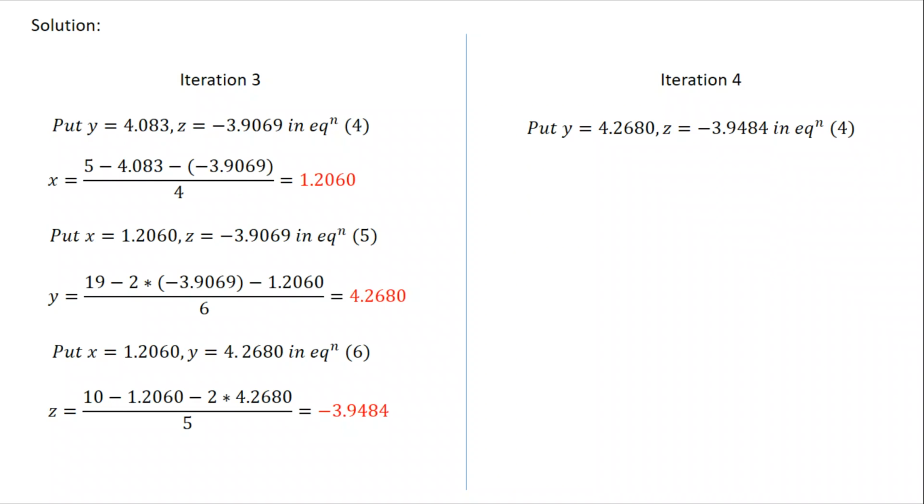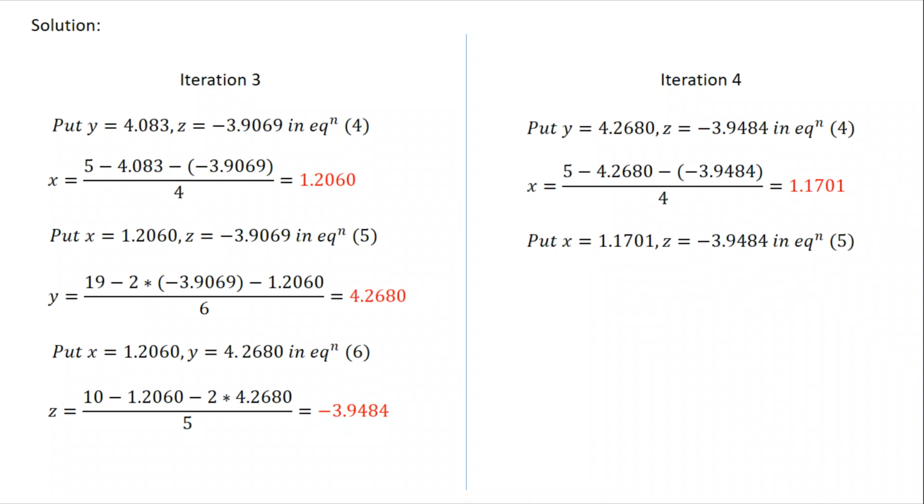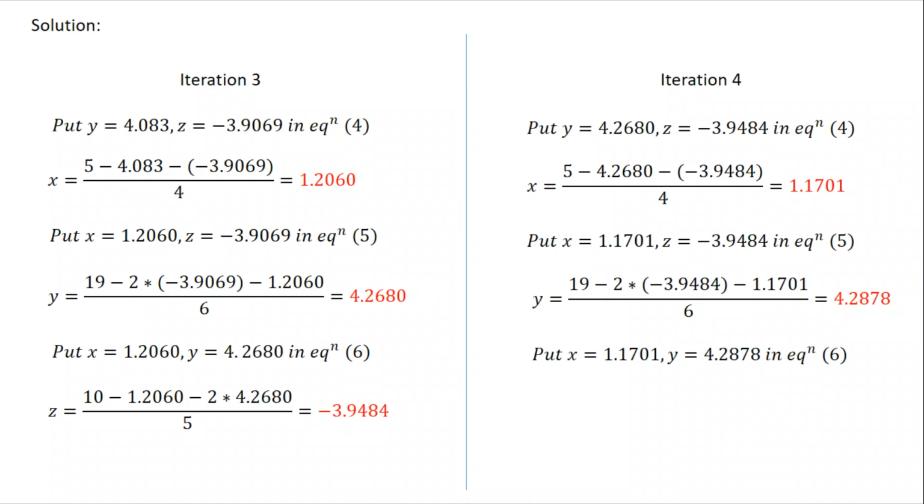In iteration 4, put the values of y and z from iteration 3 in equation number 4. So equation 4 becomes 5 minus 4.2680 minus 3.9484 upon 4 is equal to 1.1701. Then put this x value from iteration 4 and z from iteration 3 in equation number 5. So equation 5 becomes 19 minus 2 into minus 3.9484 minus 1.1701 upon 6. After simplification we will get 4.2878.